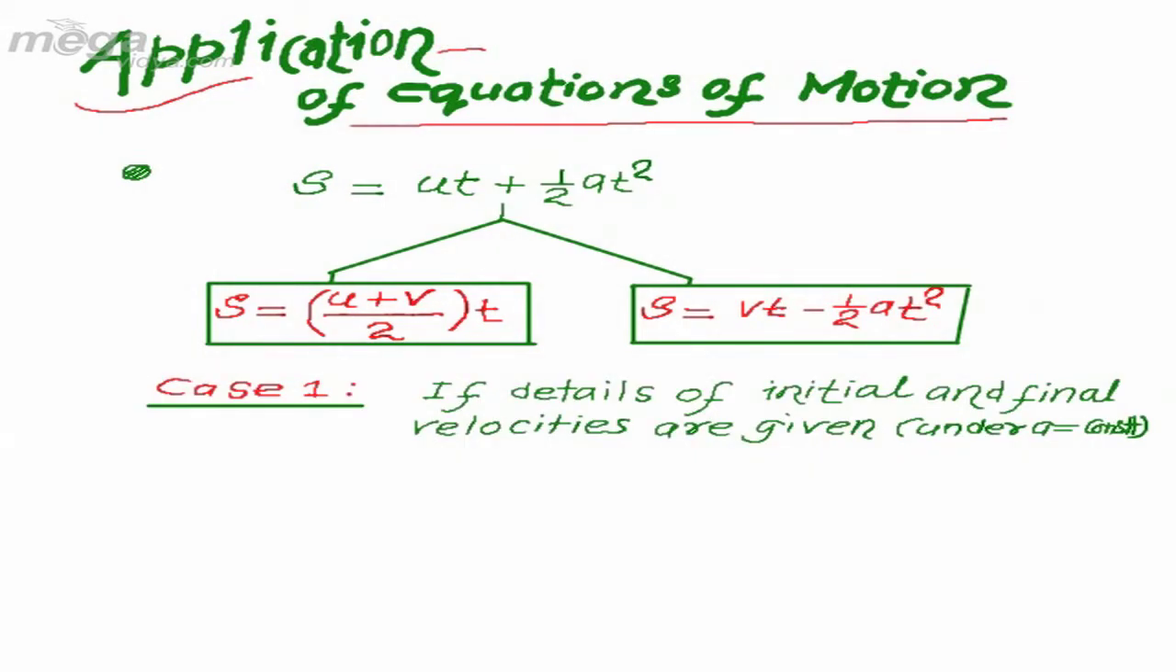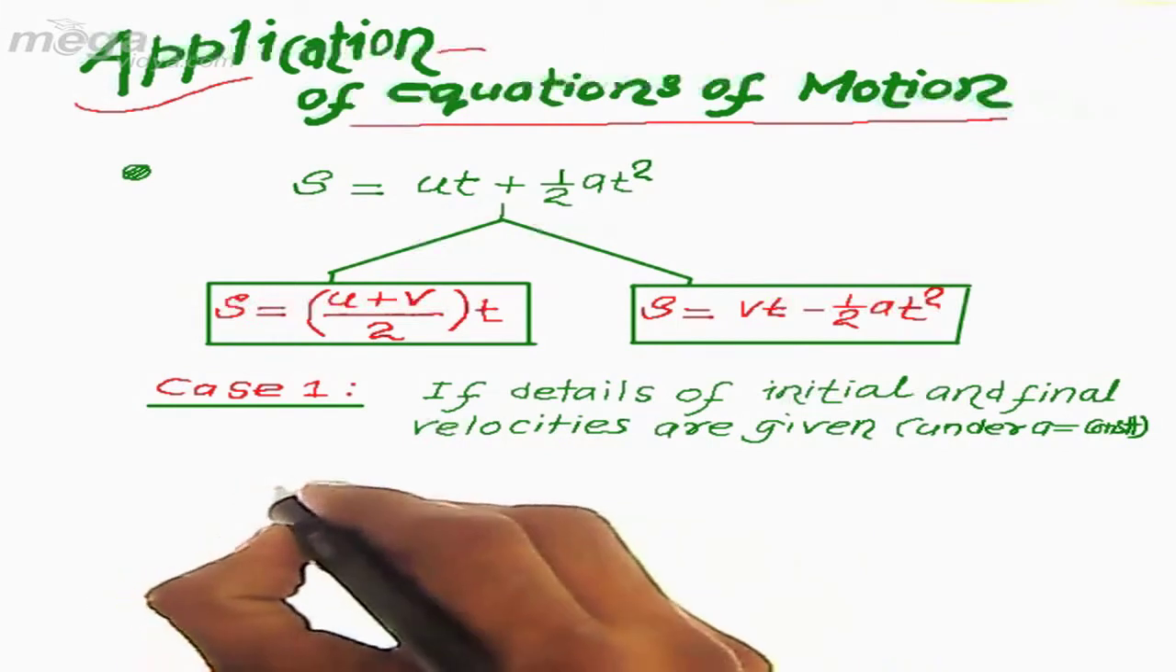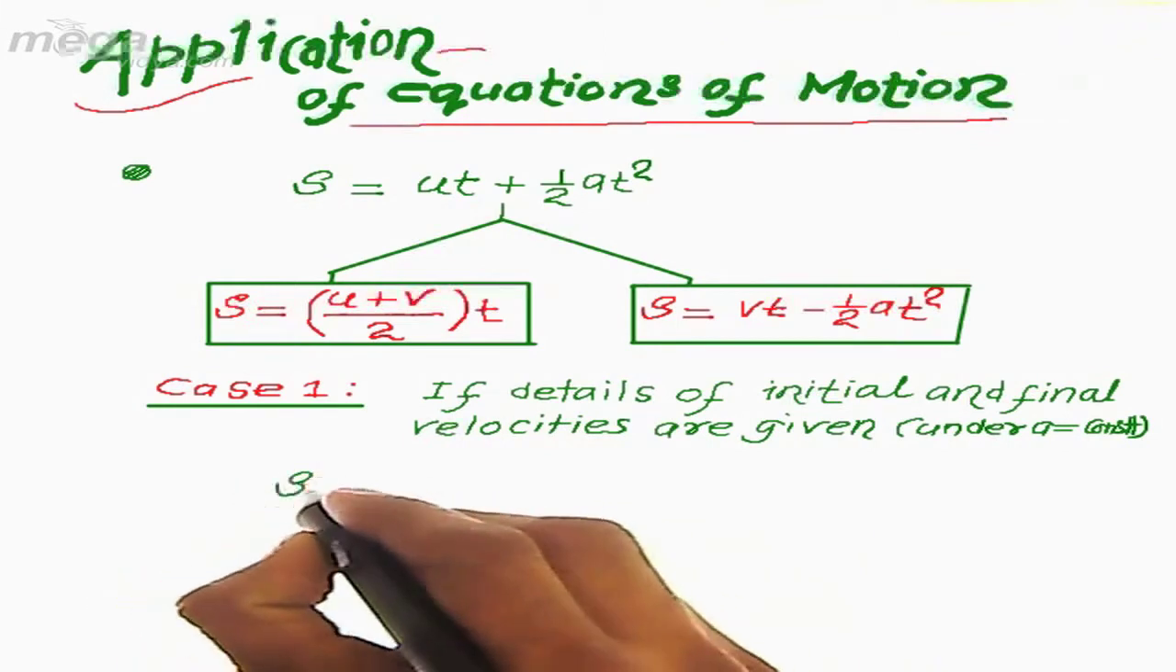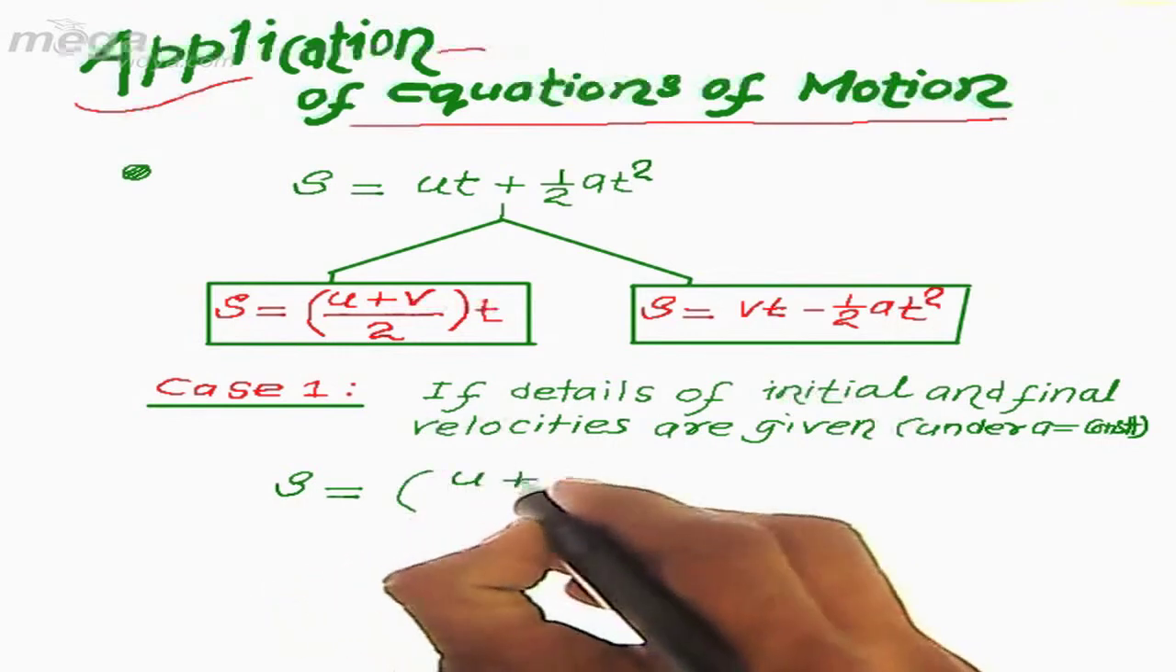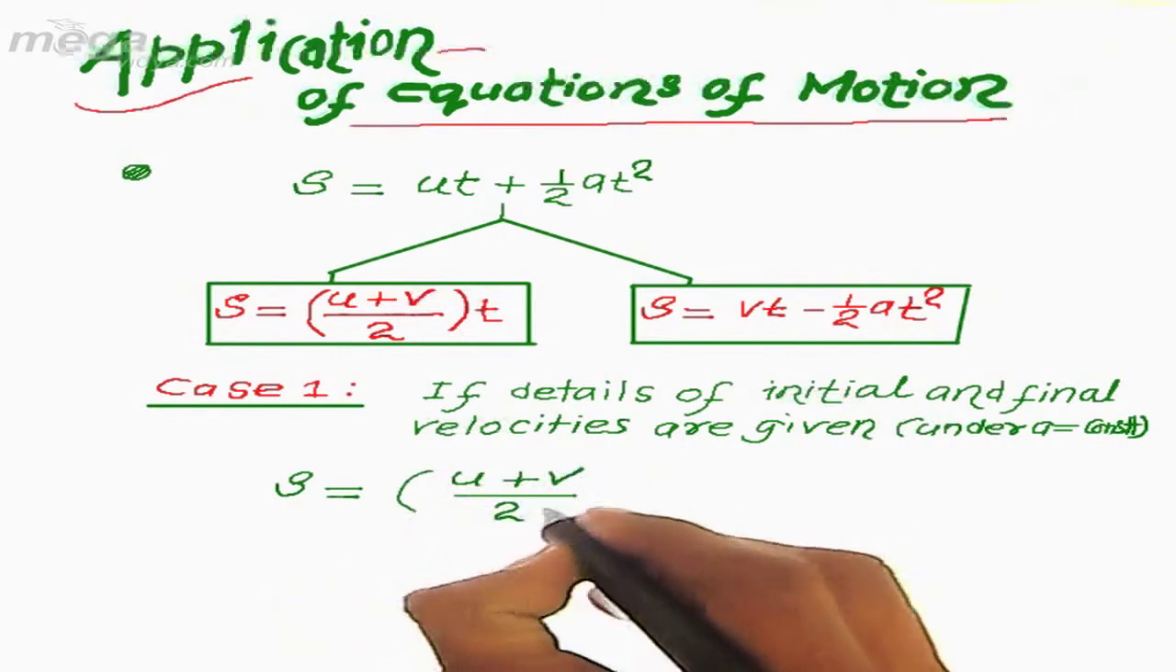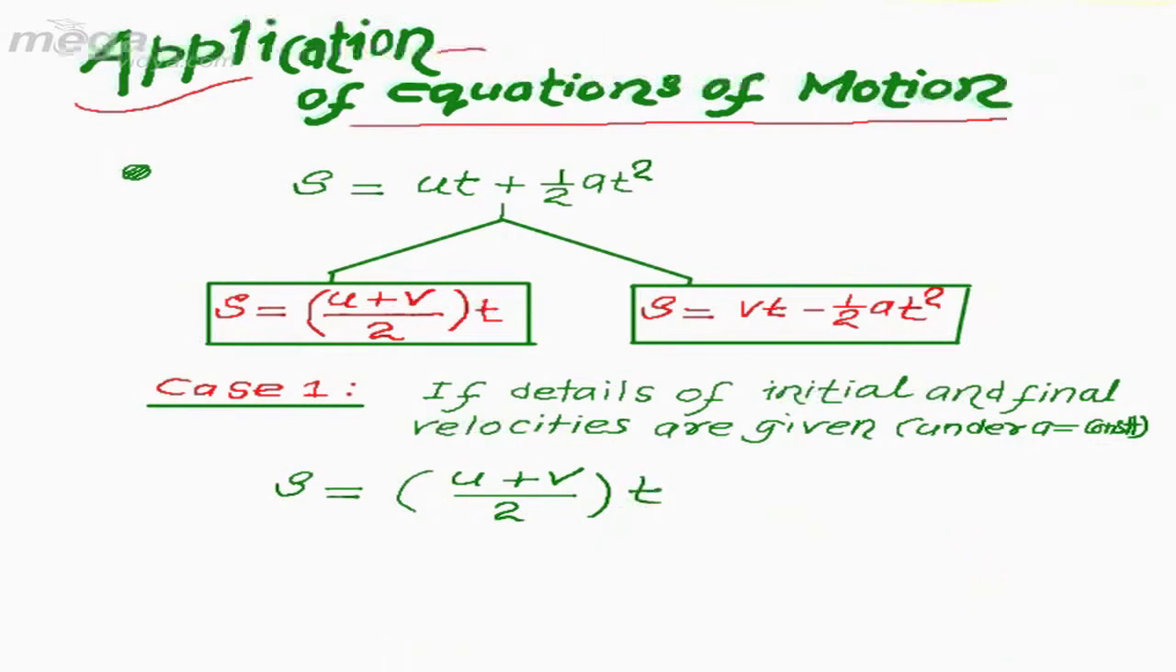If details of initial and final velocities are given under the condition of constant acceleration, then what must we do? We must use the modified form. We have to find the displacement using the formula (u plus v) divided by 2 multiplied by time t. Here, consider an example.